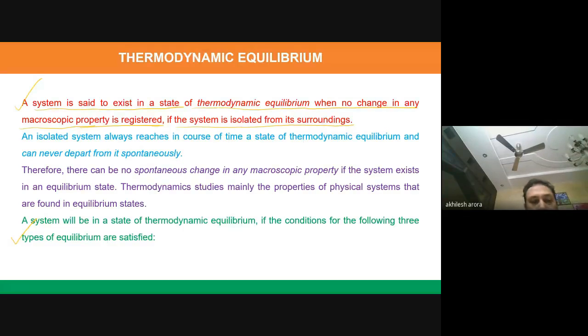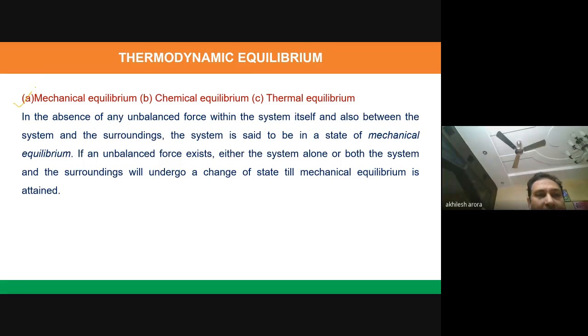A system will be in a state of thermodynamic equilibrium if the conditions for the following three types of equilibrium are satisfied. So we have to satisfy certain conditions of equilibrium for the system to be in thermodynamic equilibrium. What are those conditions? The first one is the mechanical equilibrium, the second one is the chemical, and the third one is the thermal equilibrium. Mechanical equilibrium relates to pressure. Chemical equilibrium relates to the chemical composition. Thermal equilibrium relates to the temperature.